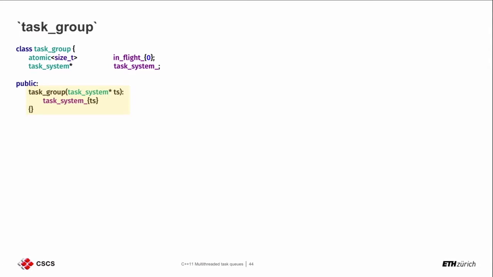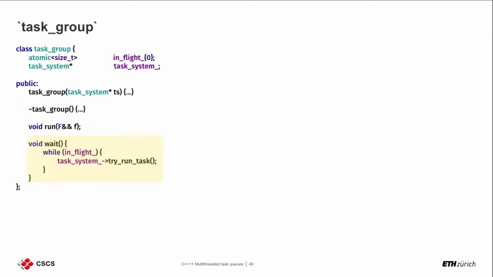So when we construct our task group, we just store the pointer to the task system. We give it a task system. And when we destruct the task group, let's say we want to wait until all of the tasks in the current group have been executed. So how is wait actually implemented? While in-flight is not 0, basically, we want to try run task. This is where the try run task from before comes in.